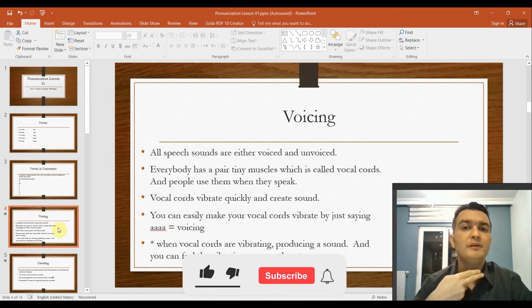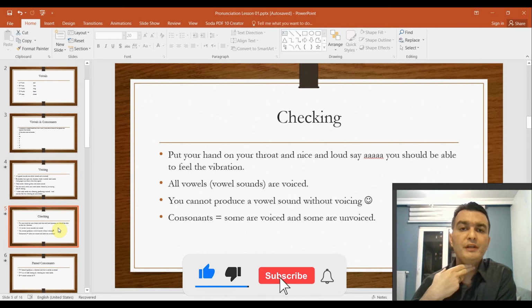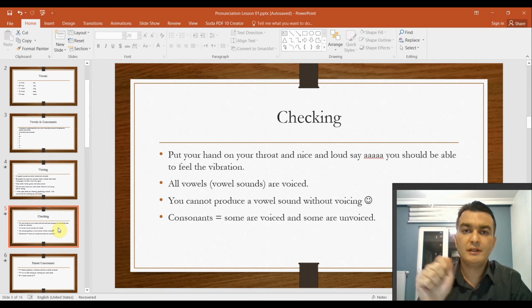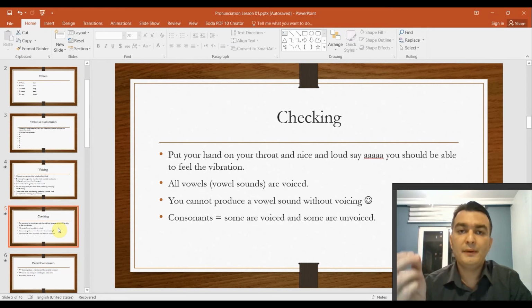If you put your fingers over here, we are checking actually, okay? Put your fingers over here and say, ah. You see? There's a vibration, okay? If you feel the vibration, it is called voiced. But if you do not feel vibration, it is called unvoiced.